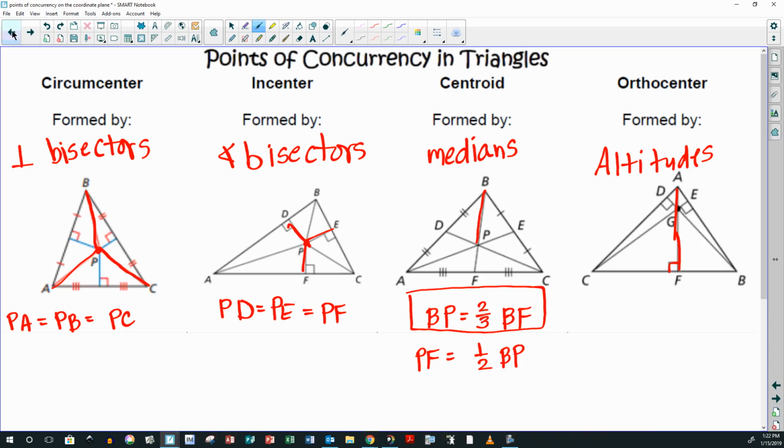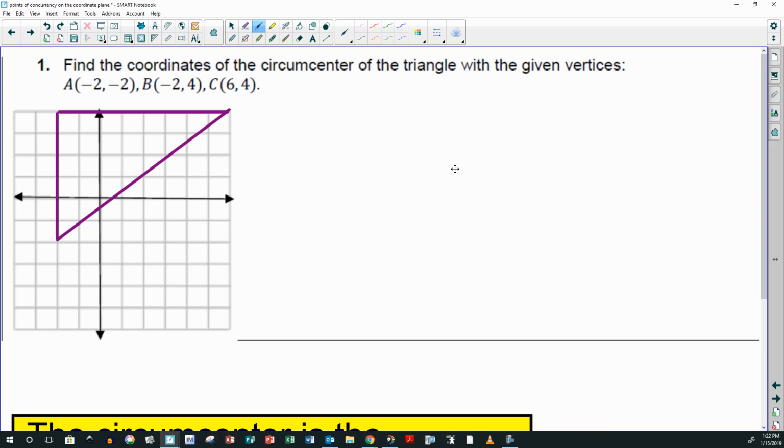Okay, all right. So the first thing we're going to do is find the circumcenter of a triangle. So go ahead and plot your points and draw your triangle.